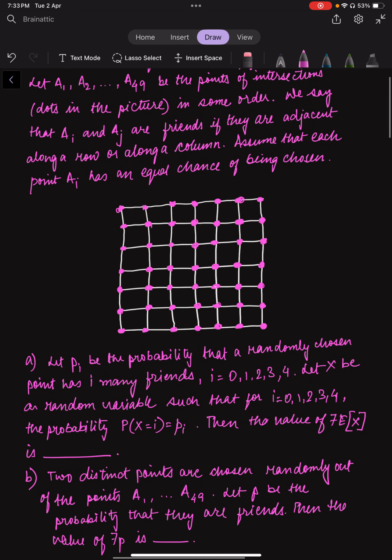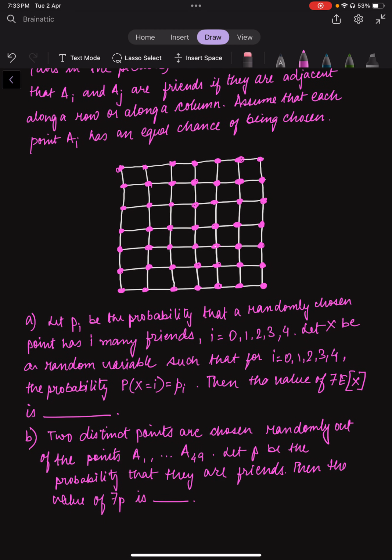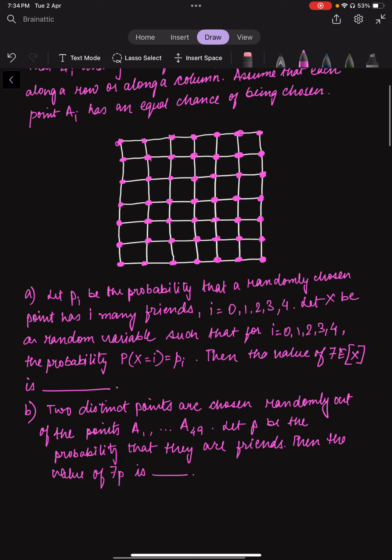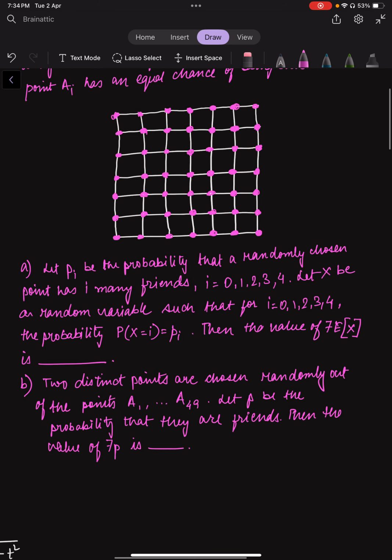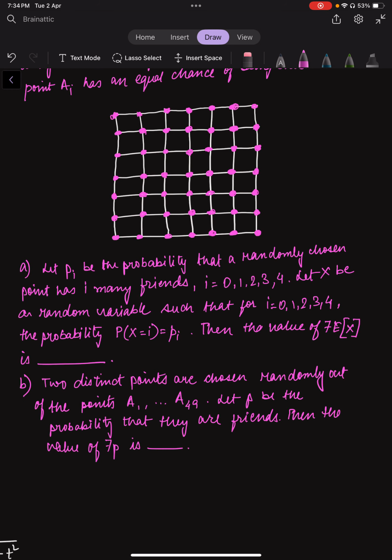Now, to this passage, we have two questions. Let p_i be the probability that a randomly chosen point has i many friends, where i is from 0, 1, 2, 3, 4. Let X be a random variable such that for i equal to 0, 1, 2, 3, 4, the probability of X equal to i is equal to p_i. Now we have to find 7 times the expectation of X. So expectation of X is nothing but the mean of X.